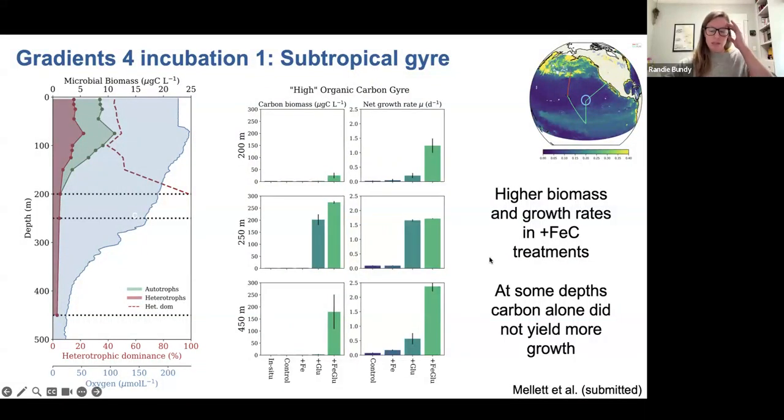But a thing that was interesting was that at some of the depths, carbon alone did not yield more growth. For example, at 450 meters, there's barely an increase in the glucose treatment. And if we look more at 250 meters, the net growth rate in just the glucose alone, and then iron and glucose, are very similar. So we saw depth variations in whether carbon alone stimulated a response and whether you had to have iron and carbon together to get a response. And that was a common theme amongst these experiments.